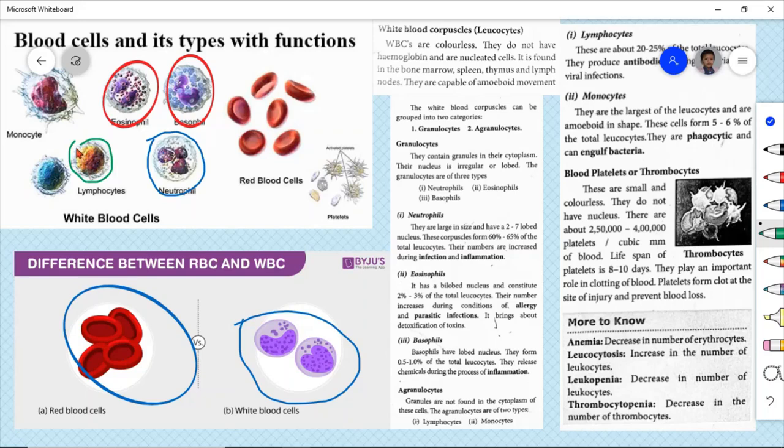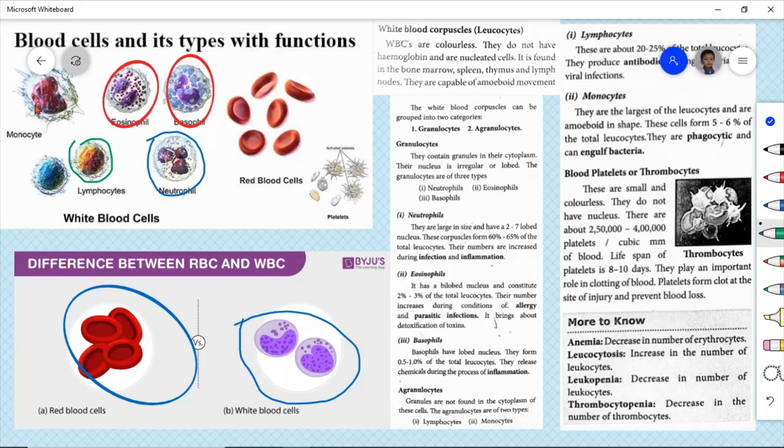They produce antibodies during viral infections. So when the microorganisms are entering the body, at that time it produces antibodies. Why? To fight against the foreign particles. Understood? So that is the lymphocytes.